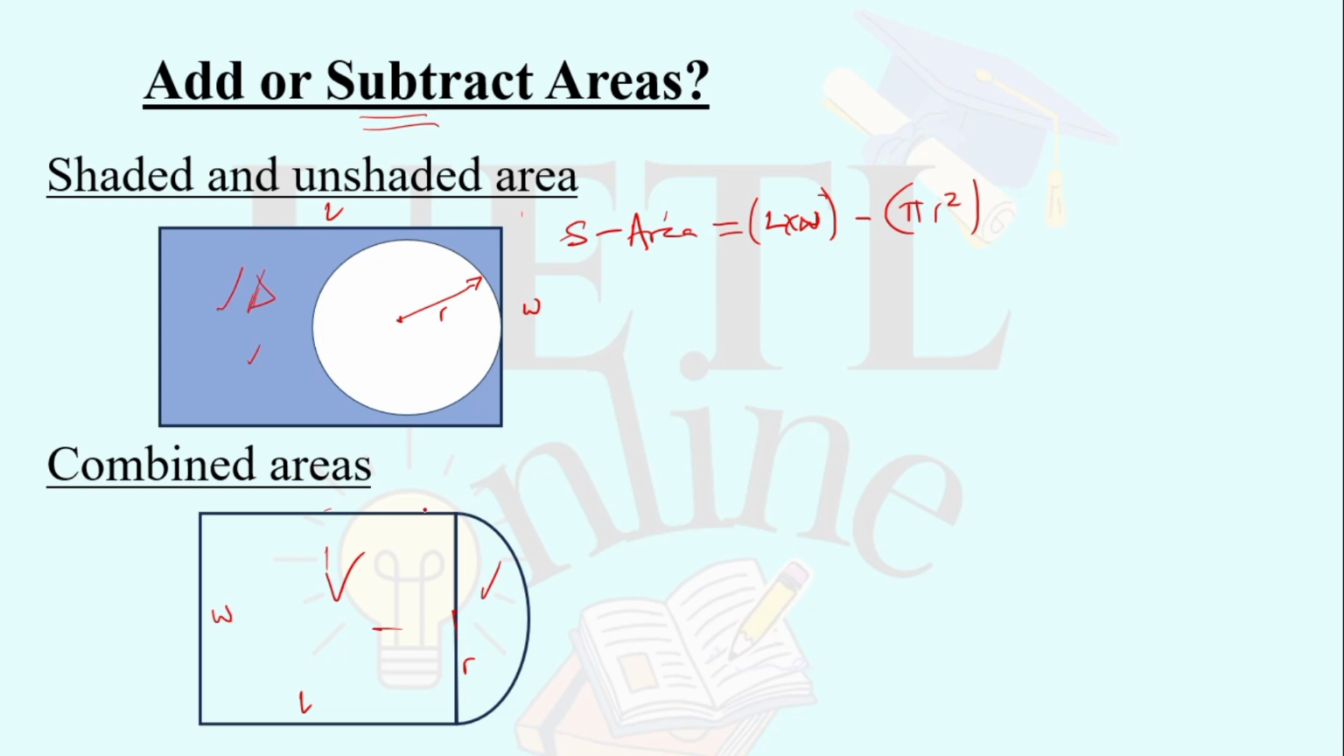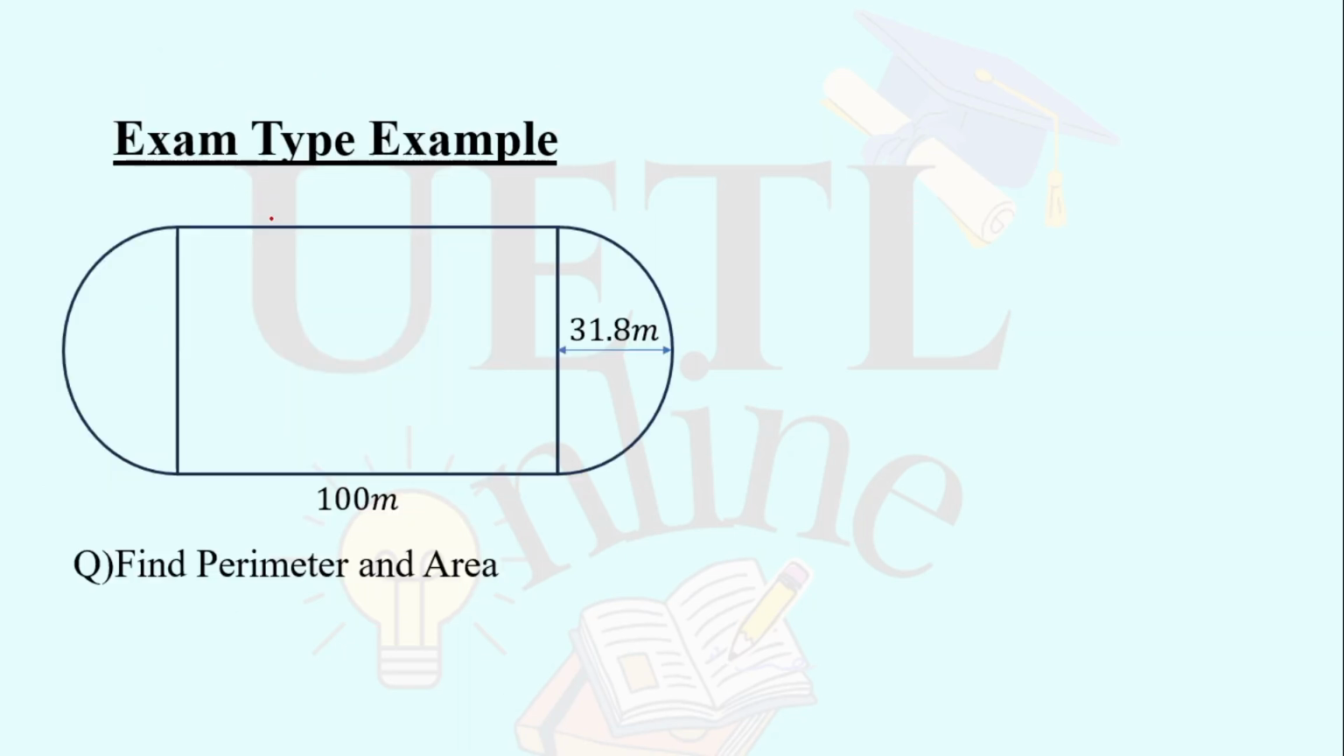Now let's go to the next part and take a look at an example where we need to use combined areas. This is an exam type question. I saw it in another exam. In this case, it is a track. You can see that this is the shape of a track. Here it's 100 meters, and it's 100 meters here. This is just a rectangle.